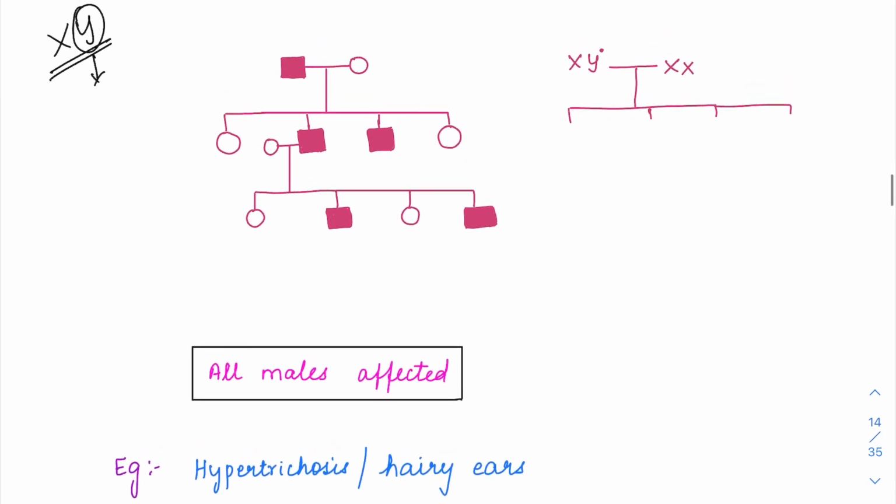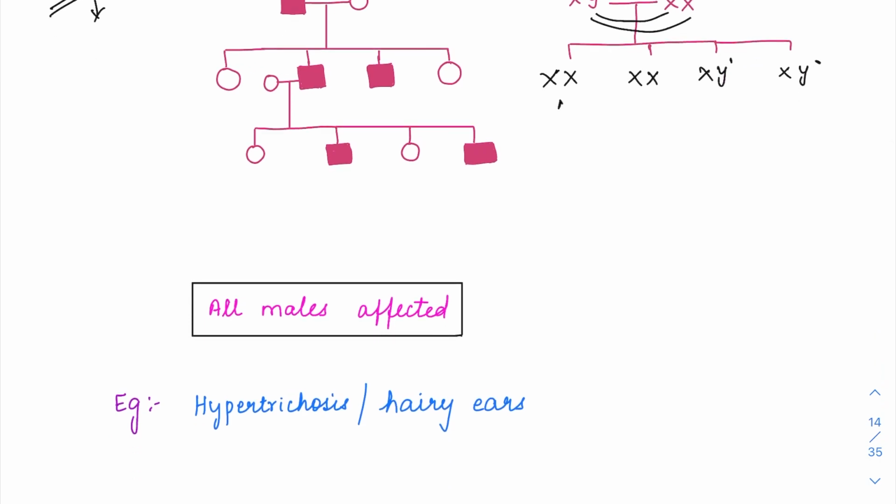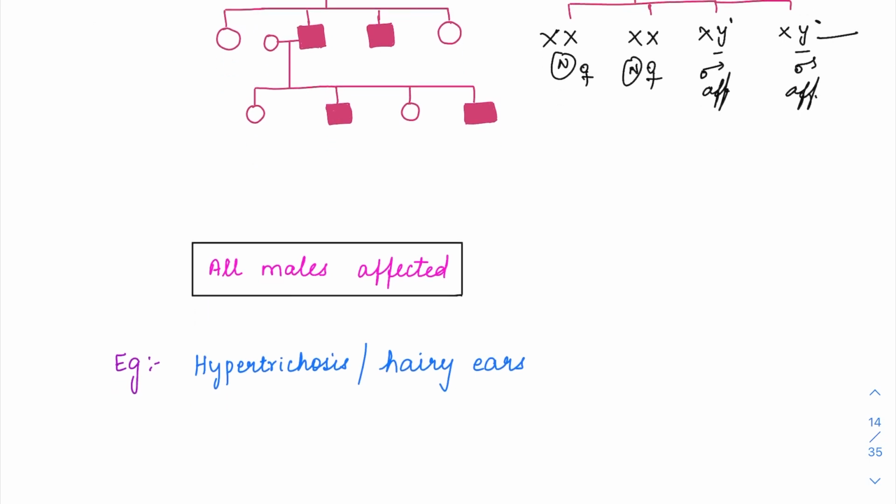Okay, so let's put the pedigree for this. This is a normal female, and here we are going to have a diseased male. We are going to represent it like this. Let's draw the pedigree here. XX, XX, XY, XY. See, here again it is a normal female. Here it is a normal female again, while this Y is affected, this Y is affected. So both of these are affected males. Suppose this guy is again marrying another normal female, the same pedigree will come, right?